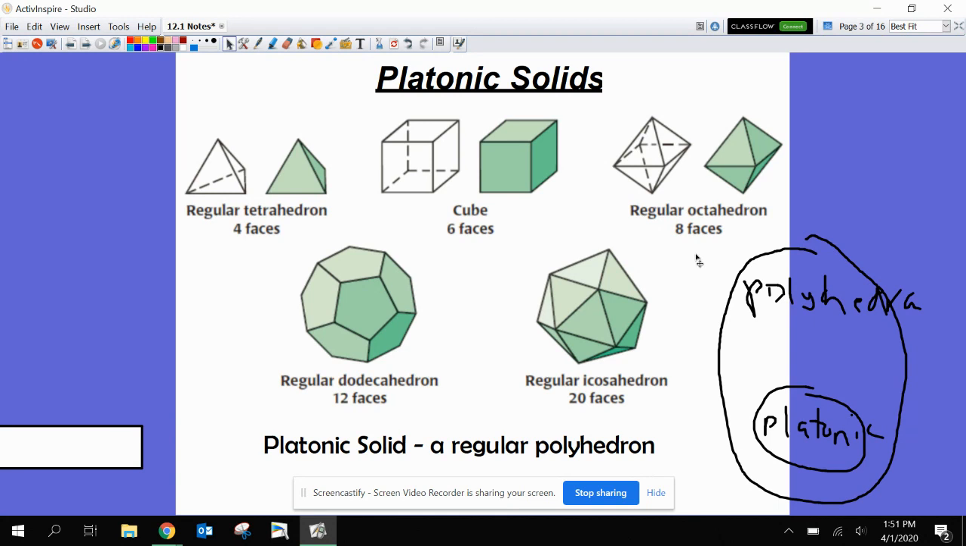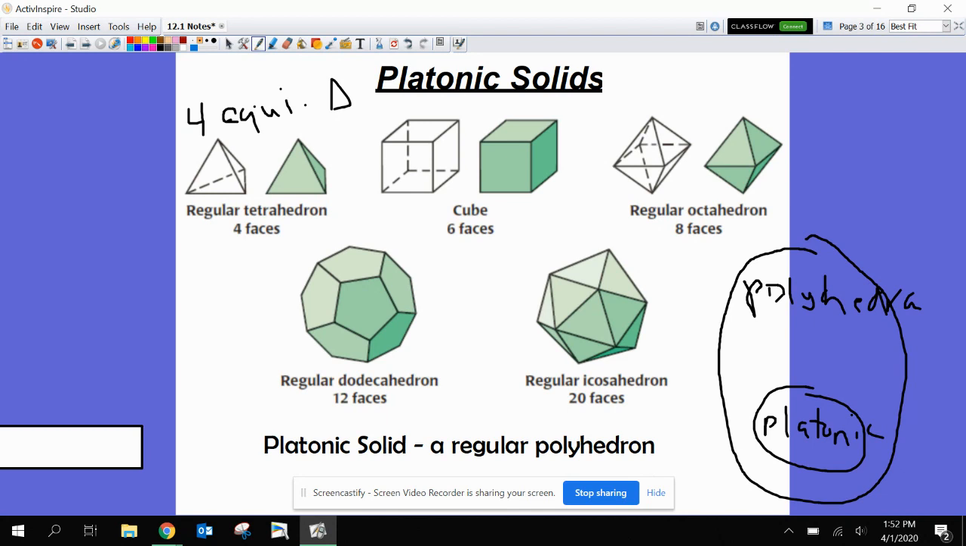Platonic solids are regular polyhedron. What that means is all of the faces are congruent to each other. And so if you look at this regular tetrahedron over here, this has got four faces. Well, the four faces are all equilateral triangles. And so basically you can just tell yourself this is four equilateral triangles. Those make up all of the faces. A cube, those are made up of six squares. All the squares are the same. And then that's going to be the same for all of the rest of the platonic solids.